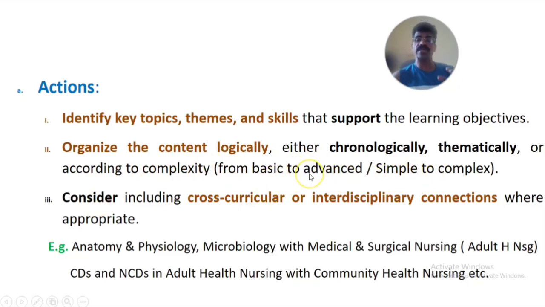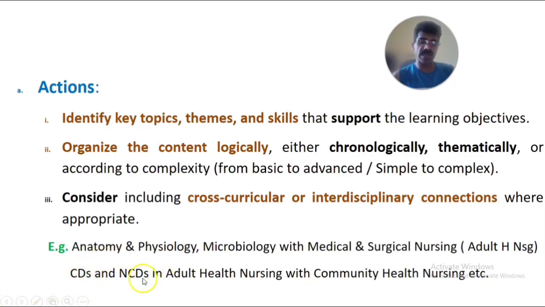Like that, we have to arrange the topic or subject in the first semester, second semester, third, fourth, fifth, sixth, seventh, and eighth, like that. Then third sub-step is consider including cross-curricular or interdisciplinary connections where appropriate. For example, anatomy, physiology, microbiology is in the first semester and third semester. That is connected with the third semester and fourth semester medical surgical nursing or adult health nursing.